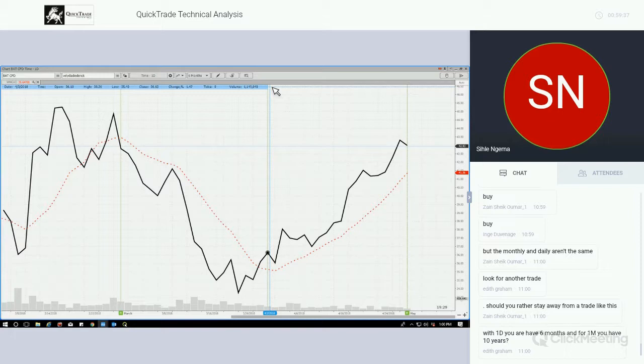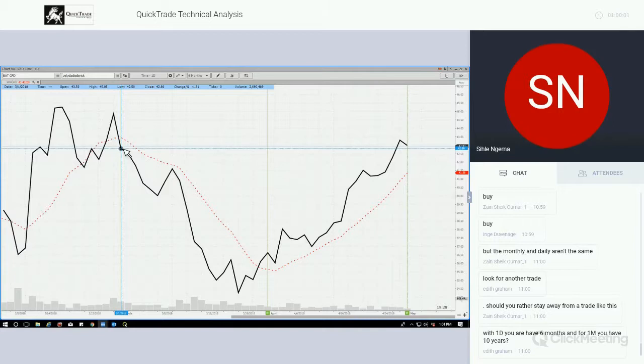Okay, guys, you wait for the daily to be in agreement with the monthly. That's what we said. You see here, it was going up, up, up, up. You went selling. When it went below here, that's when you were supposed to go in and sell. You wait for the daily to agree with the monthly.